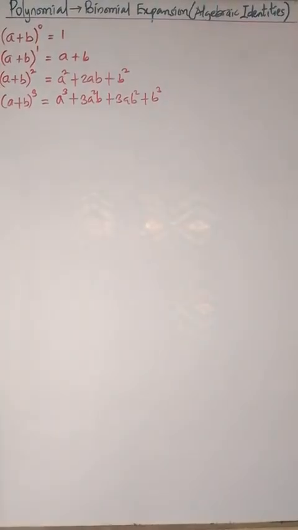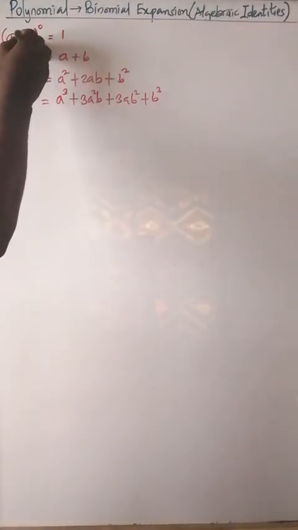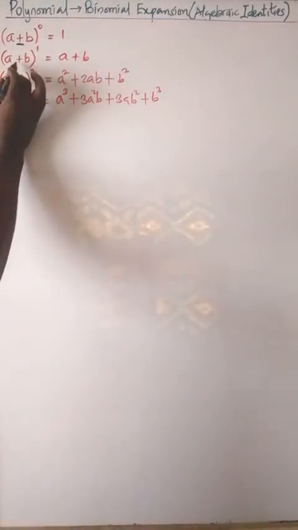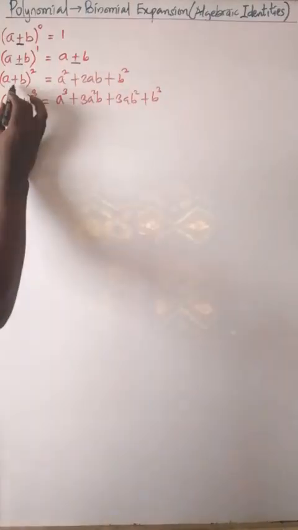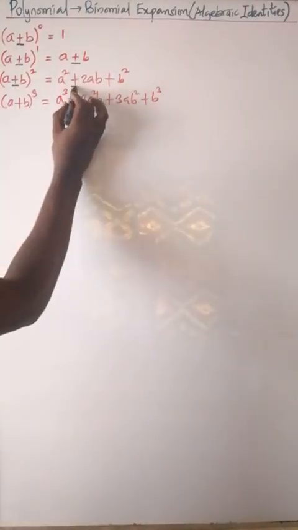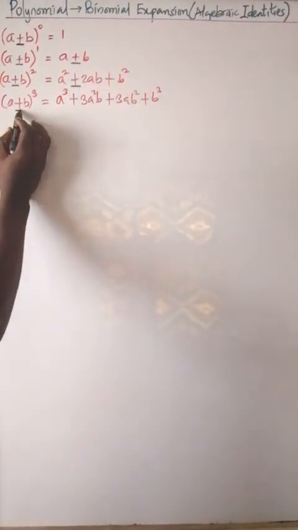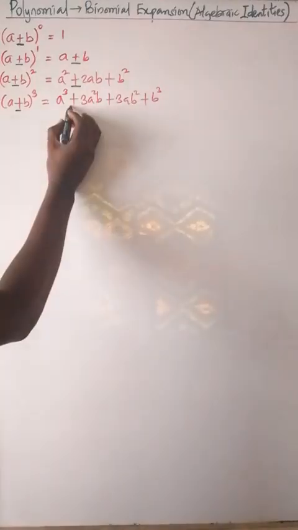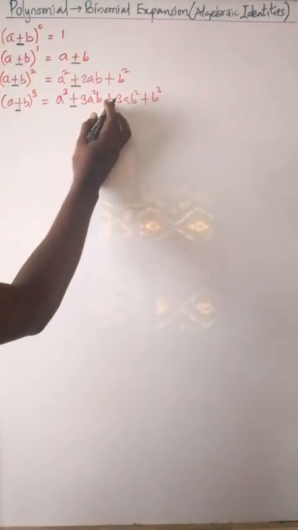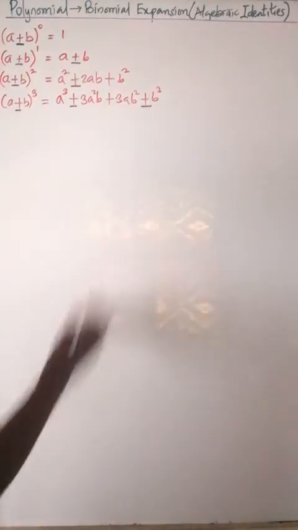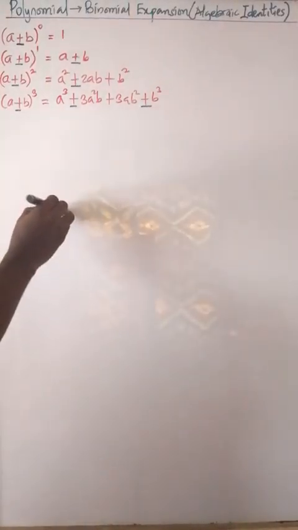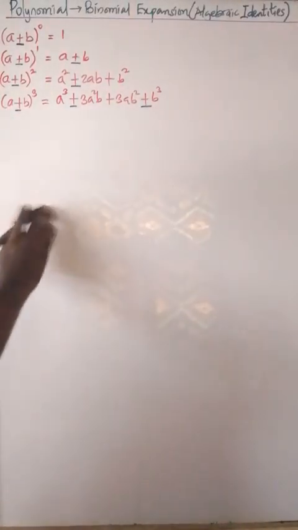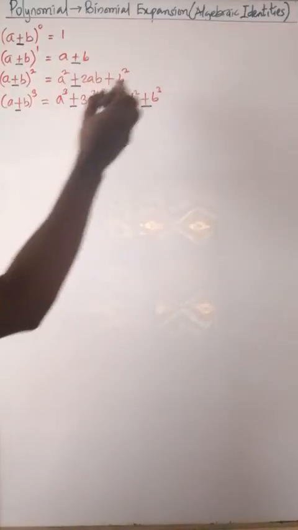Now the question is, what if we have minus? So instead of having plus here, if you have a minus b, this remains 1. If I have minus here, this will be minus. If I have minus here, this becomes minus here. If I have minus here, then this is the trick now. This one is minus, this one will be plus, this one will be minus. We can actually try it. If you have a minus b, let me try to separate it so that you get it.